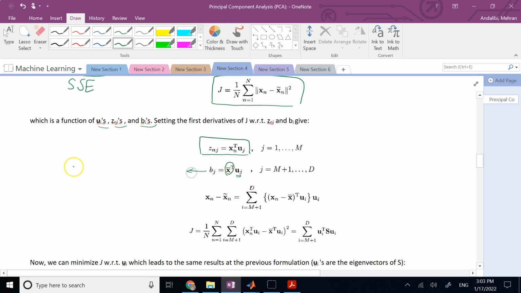Clearly, as I told you, this one does not depend on xn. Now, it doesn't mean it's constant. Each one of the b's is constant, but not all of them are the same. Each one of these individual b's is constant. Why? Because the u for it is constant and they are all using x bar to project. Okay? So each individual bj is a constant term. It doesn't depend on xn. This is the formula you find for bj.